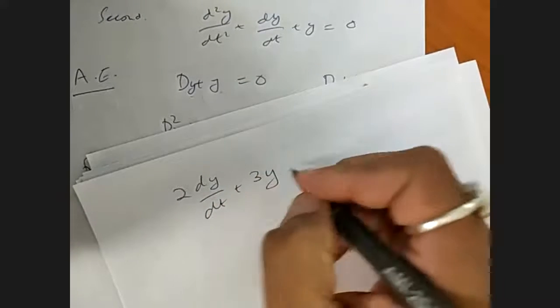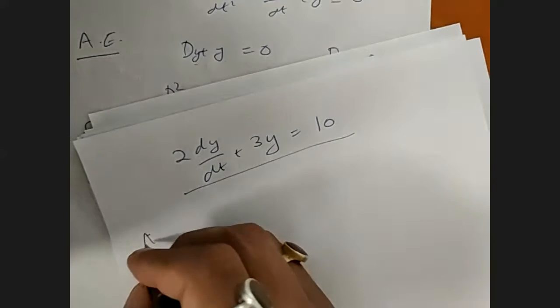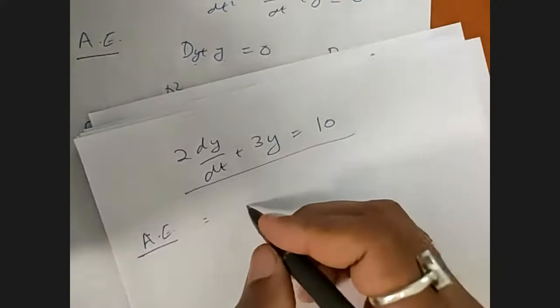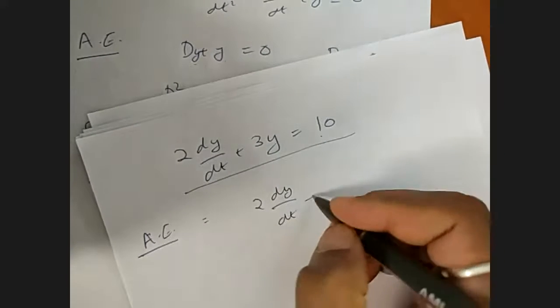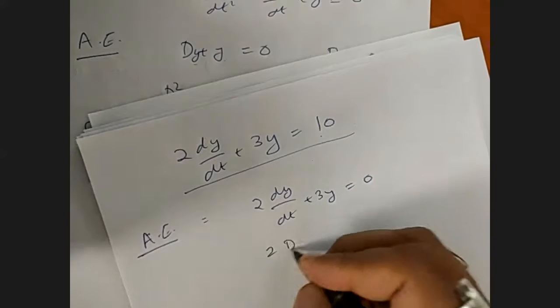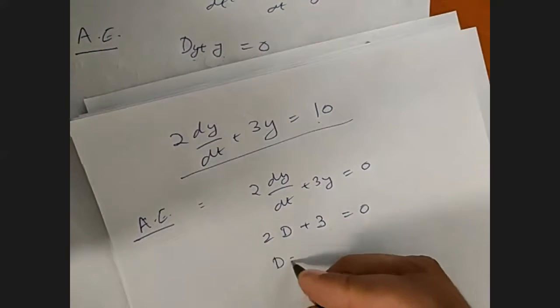Take 2 dy by dt plus 3y equal to 10. Now we have to solve this differential equation. For this, we will first find the auxiliary equation. The auxiliary equation we make equal to 0, so that is 2 dy by dt plus 3y equal to 0. So we write it as 2d plus 3 equal to 0. That means d equal to minus 3 by 2.